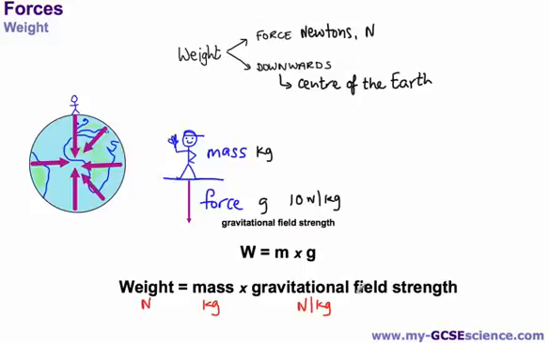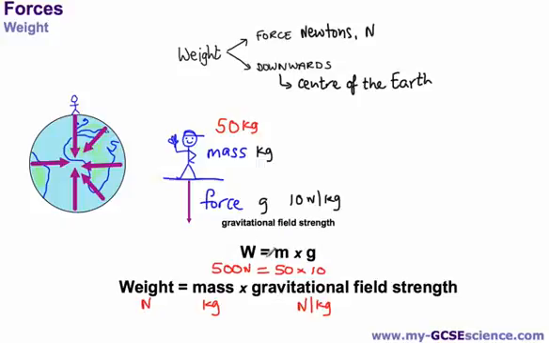Okay, so this is the formula, and we can actually use it to determine the weight of this boy here. So let's just say, for argument's sake, he has a mass of 50 kg. We know the gravitational field strength on planet Earth is 10 newtons per kilogram, so we simply put it into the formula. Mass is 50, G is 10, so this boy has a weight of 500 newtons.